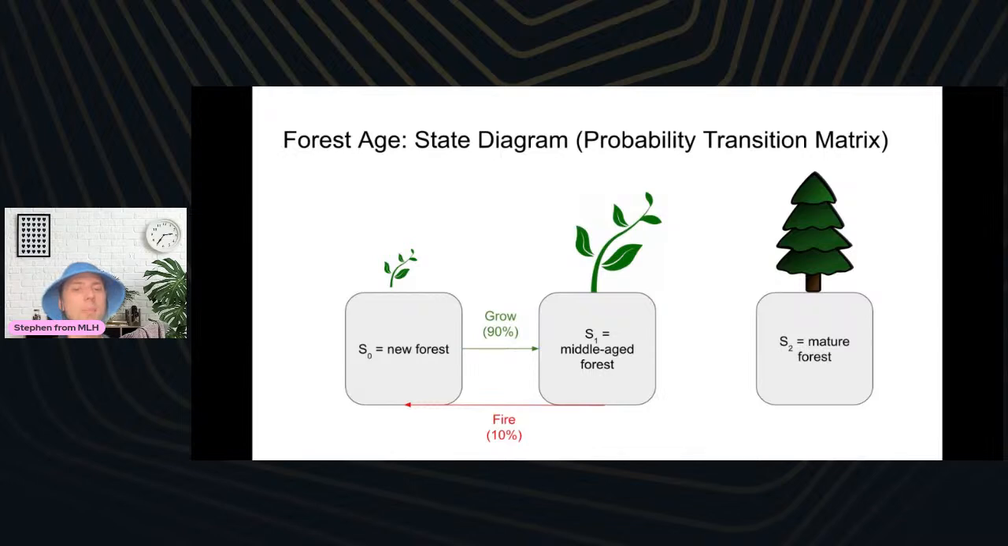So this could happen if you're in the middle-aged forest stage. There's also a chance that this will happen in the mature forest as well. So we could have a 90% chance that the middle-aged forest will grow into a mature forest. But then once it's mature, every year there is a 10% chance of fire. And when there's a fire, the growth goes back to the S0 state.